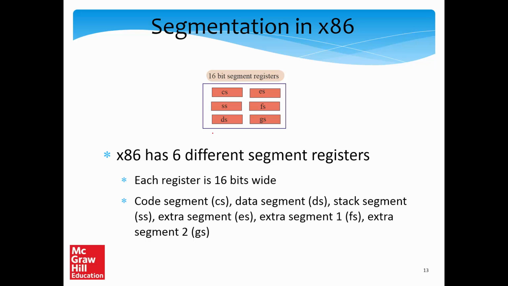So this can be extended as follows. The x86 supports 6 different segment registers. Each register is 16 bits wide.